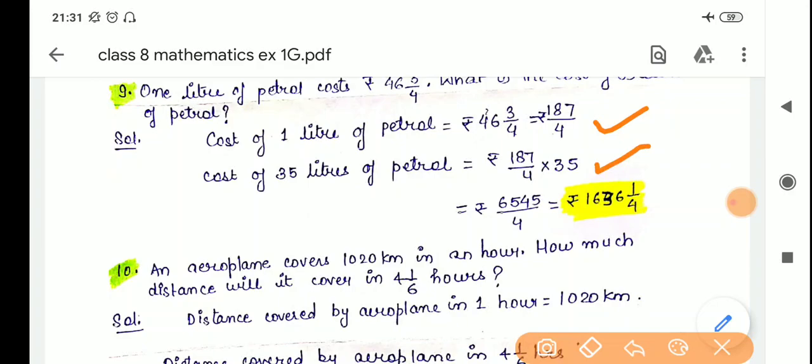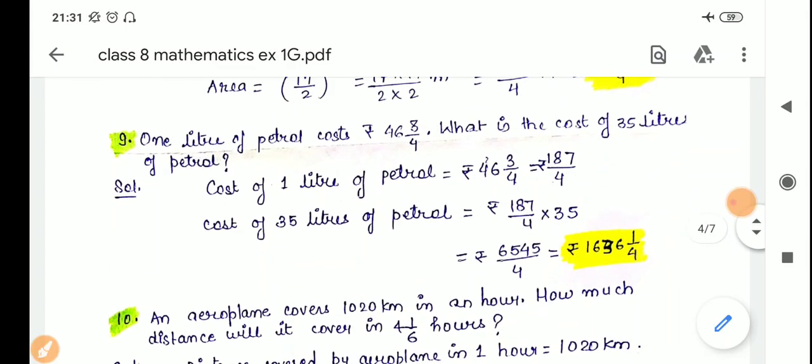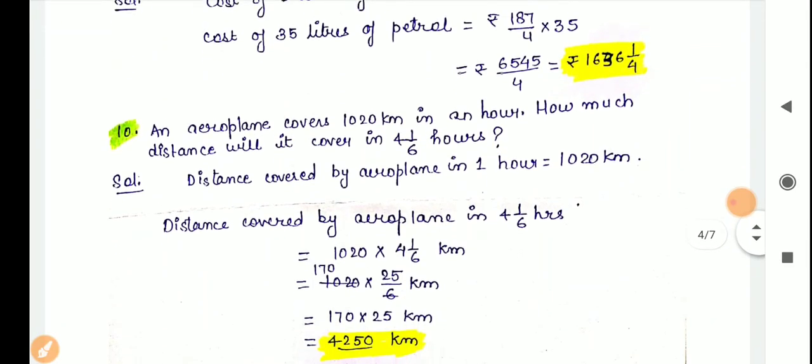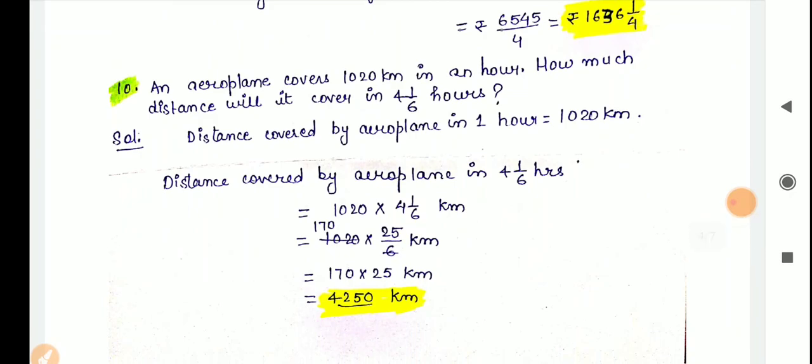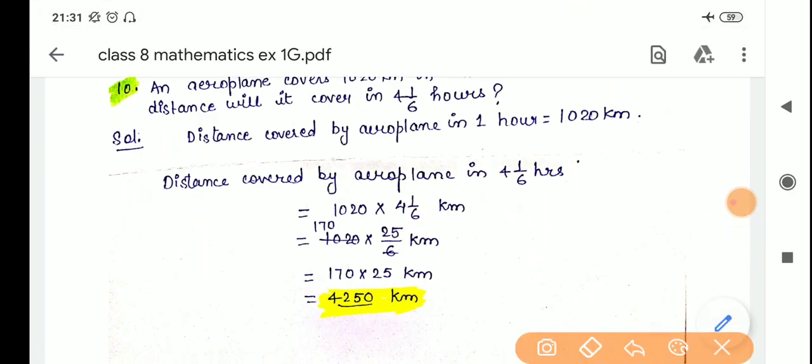66,545 divided by 4, and when we write it in mixed form, it will be rupees 1,636 complete 1 by 4. Clear? This is the cost of 35 liters of petrol. Okay, now last, this is the last question of today's video.